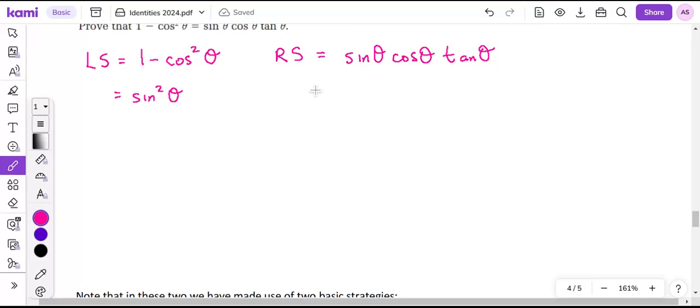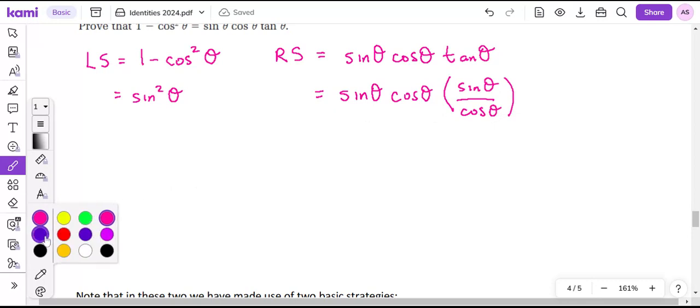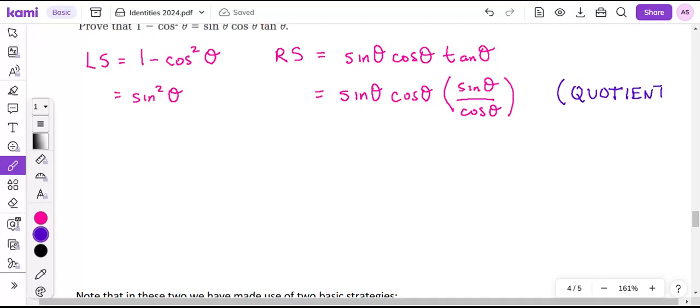Yeah, guys, check this out. When you see tangent, one strategy for proving identities is to rewrite tangent as sine over cosine. Tangent is sine theta over cosine theta. And this isn't necessary, but just for our notes, I'm going to write, in brackets, quotient. We use the quotient identity there.